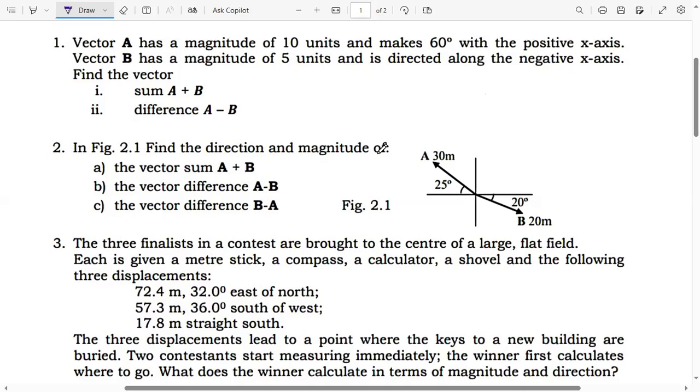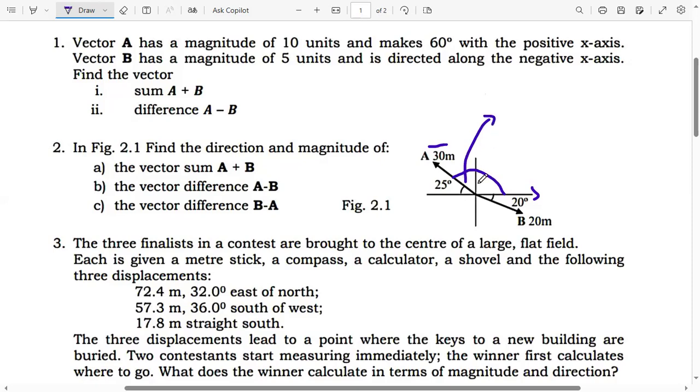So for us to find all these A plus B, A minus B, we have to resolve these vectors that we've been given into their components, okay? So now notice that the angle that you should always use is the one from the positive x-axis, okay? So if I go to this vector A here, it has 30 as its magnitude, okay? But what is the angle or what is the direction from the positive x-axis? Remember, this is the positive x-axis here. So we start from here until we meet the vector. So what is this angle here, okay?